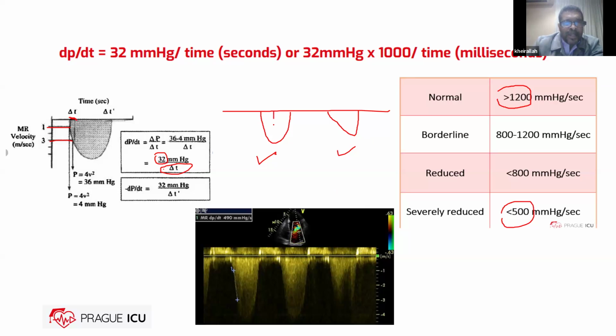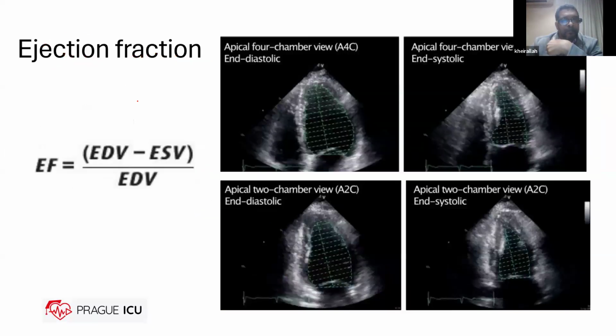Because here, if I calculate the time from the start to the end, it is a short time, meaning that the LV... What generates the velocity of the MR? The LV systolic contraction. So if I go from this point to this point in a shorter duration, it means the LV is strong. But if I go from this point to the peak in a very long duration like this, it means that the LV is weak. So this is the concept of dP over dt, delta pressure over delta time.